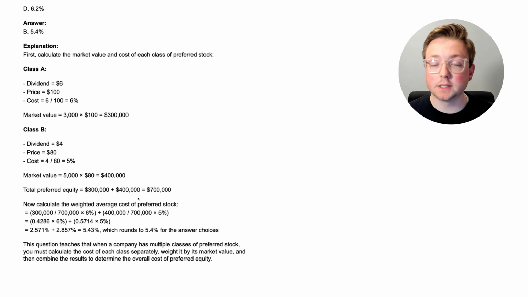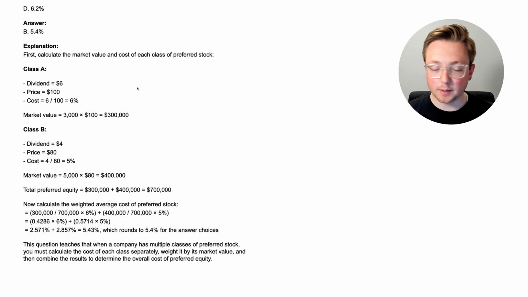Now, out of the options, none of them were 5.43%, so the closest one means we round down to 5.4% for these answer choices. This question teaches that when a company has multiple classes of preferred stock, you must calculate the cost of each class separately, weight it by its market value, and then combine the results to determine the overall cost of preferred equity.